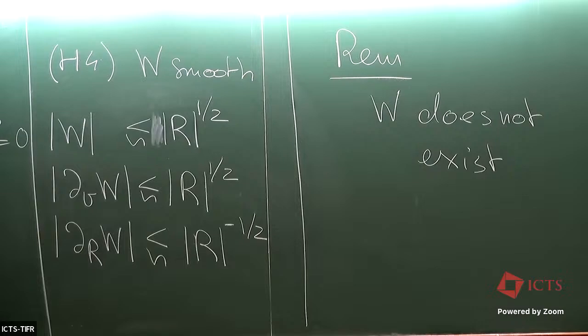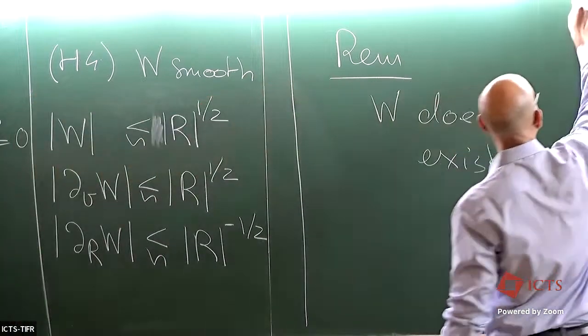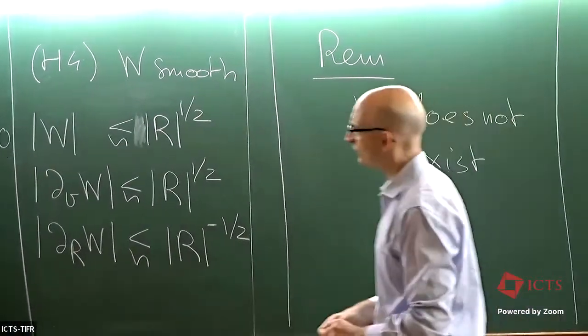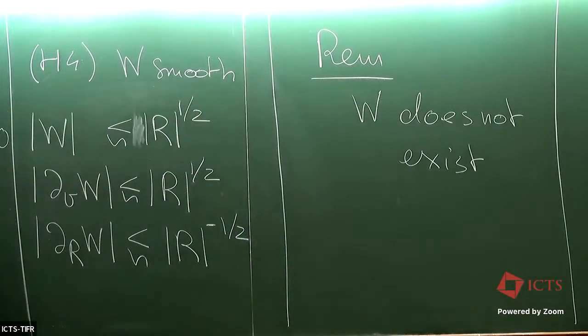Okay, so W does not exist. And because W does not exist, we are going to modify our ansatz. There are plenty of stationary ones that do the job, and I will give you an example.